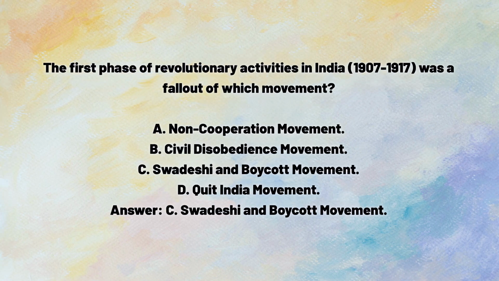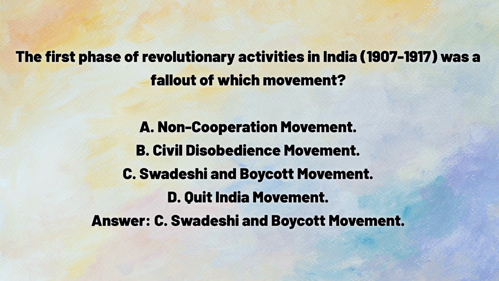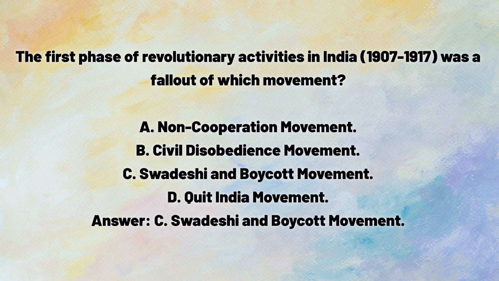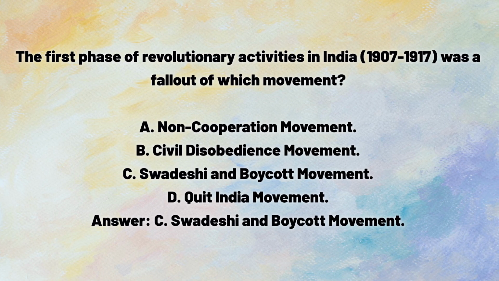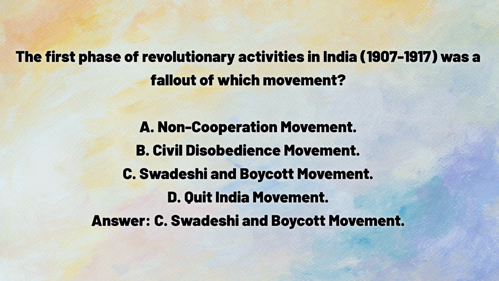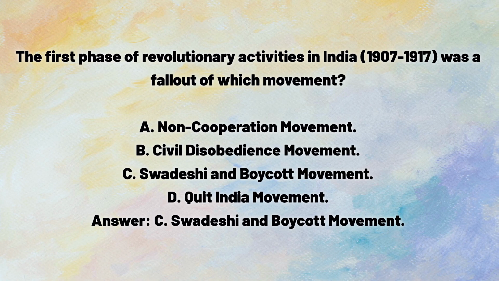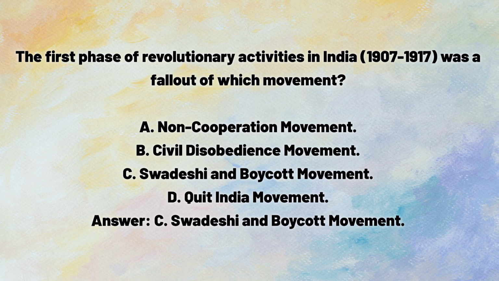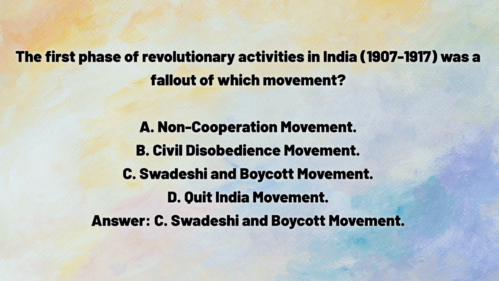1902. The first phase of revolutionary activities in India, 1907-1917, was a fallout of which movement? A. Non-cooperation movement, B. Civil disobedience movement, C. Swadeshi and boycott movement, D. Quit India movement. Answer: C.